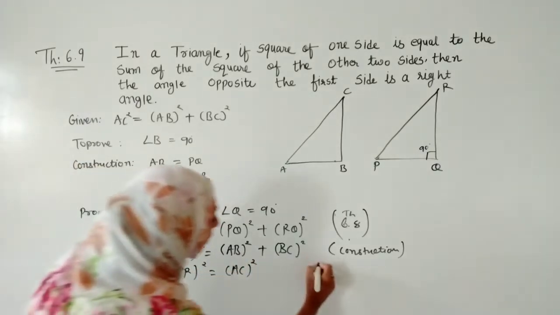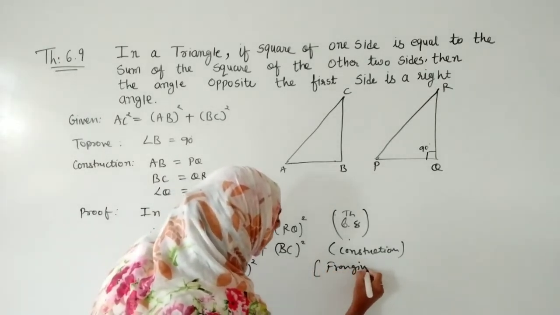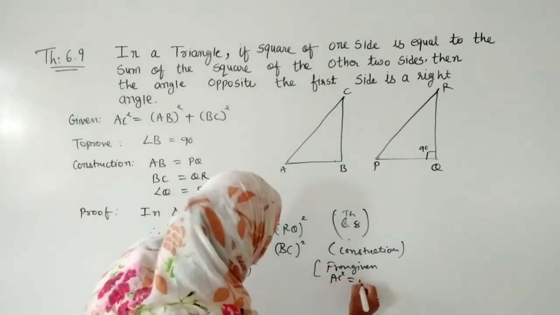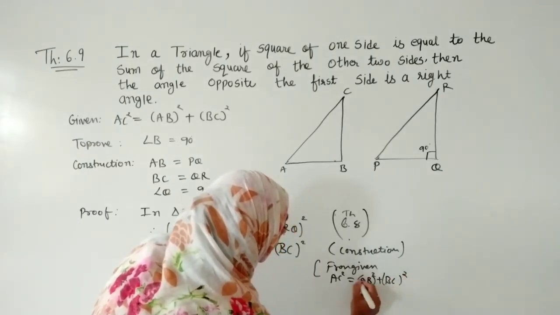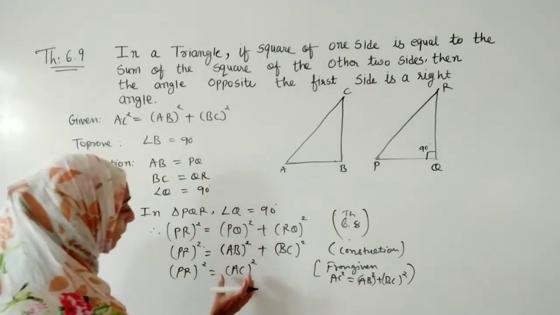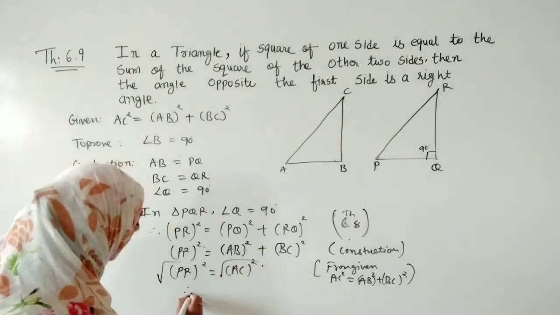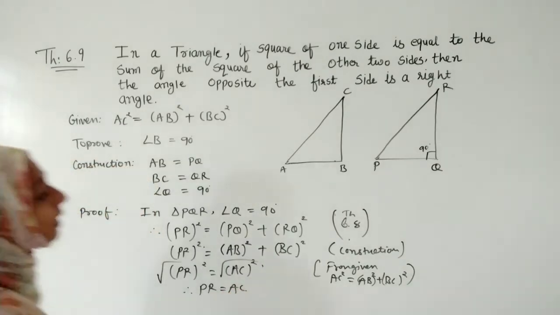How have we replaced the value? Let us write in bracket from given. From given, what can we write? We can write AC square is equal to AB square plus BC square. Right? So from that, in the place of this I have written this. Now take the root on both sides. So therefore we can write PR is equal to AC. So we got the third side.